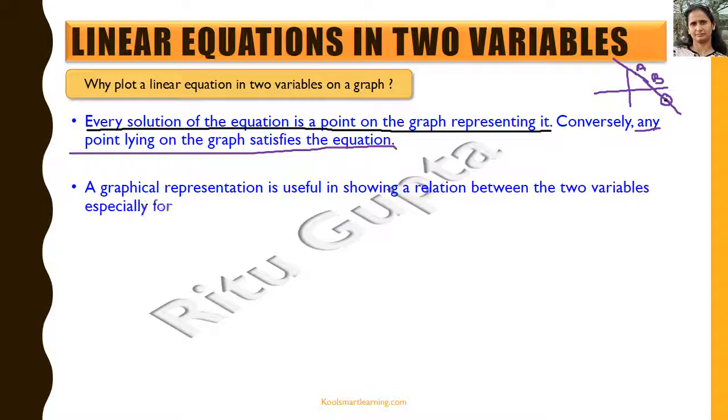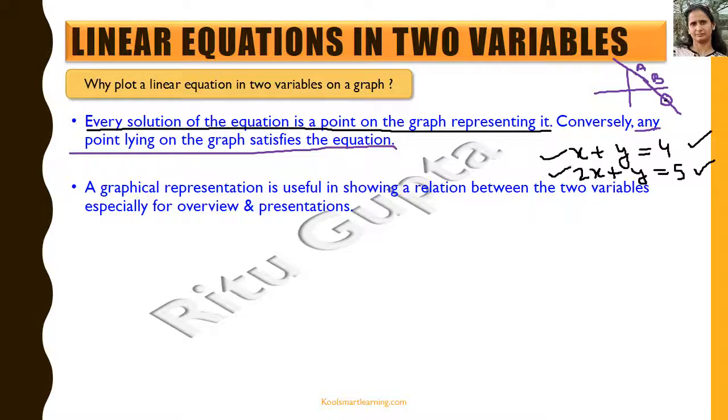Now, a graphical representation is very useful in showing a relation between the two variables, especially for overviews and presentations. So now supposing I write an equation of the type x plus y is equal to 4, or a second equation I write 2x plus y equal to 5. Now these two equations do not show me a relation. Just by looking at them, I will not be able to figure out which one of these two may be a better scenario to have.